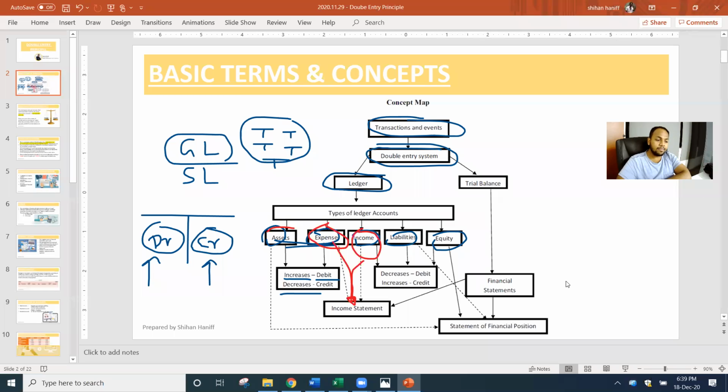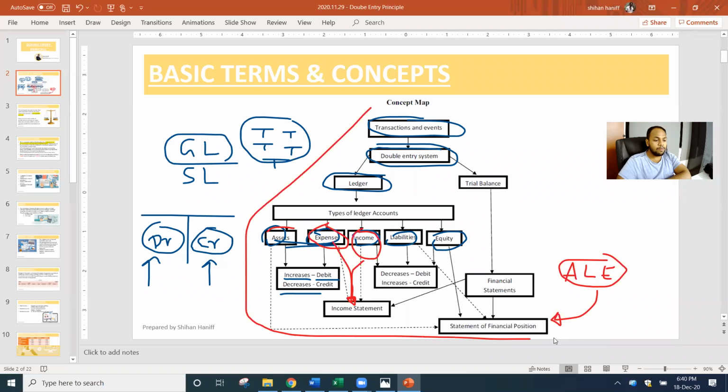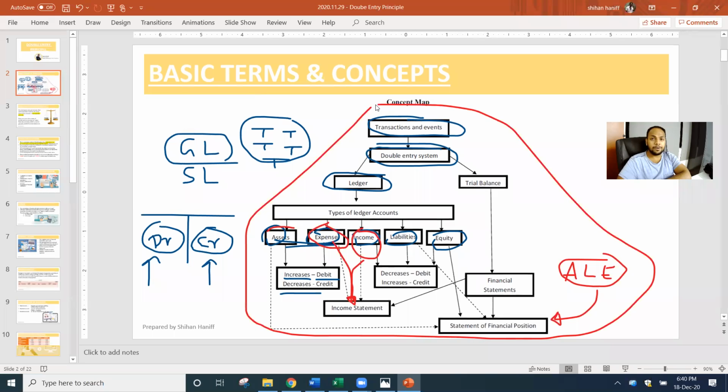And by taking the assets, liabilities, and equity, we prepare the statement of financial position. It shows the financial position, the stability, or the ability to pay the liabilities: how much assets they have, what liabilities they have, and how much belongs to the owners. So that is from the statement of financial position. This is the framework in this chapter.